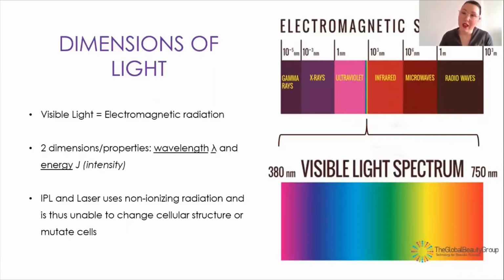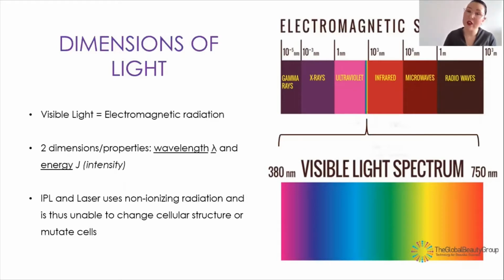So again, that visible light spectrum is a very small sliver of our electromagnetic spectrum. To its right, you will see things like infrared, which is also used for things like LEDs and also for lasers as well. You'll also see microwaves next to it. The visible light spectrum is non-ionizing radiation, and non-ionizing radiation does not have the ability to change or mutate a cell. It cannot change cellular DNA or structure and therefore cannot cause cancer. So these are completely safe to use on skin cells.